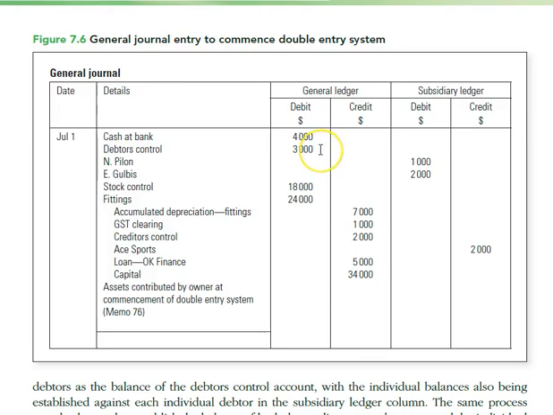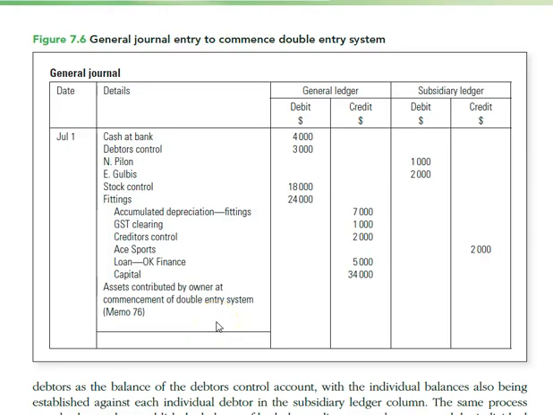As you'll see, we also have our debtors control listed, which consists of N Pylon and E Gulbis, and they're listed individually in our subsidiary ledger because we need an opening balance in each of those subsidiary ledgers. We have our stock control. We have our fittings, which is fixtures and fittings, light fittings and shop fittings and all the rest of it. And then we also transfer our accumulated depreciation balance. That doesn't just disappear, that's an ongoing entity, remember the going concern principle. We have our GST clearing, which is a liability owed to the ATO, our creditors control, which consists of Ace Sports. We have a loan from OK Finance, and we also have capital. So assets contributed by owner at commencement of double entry system.